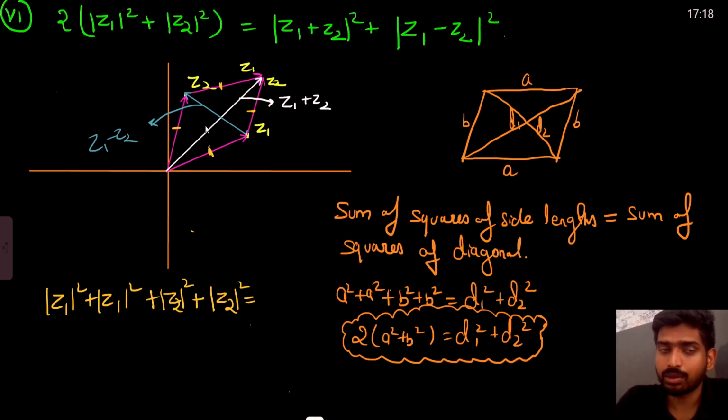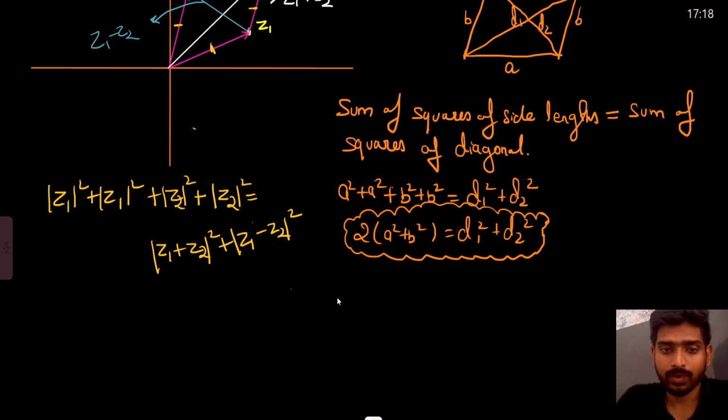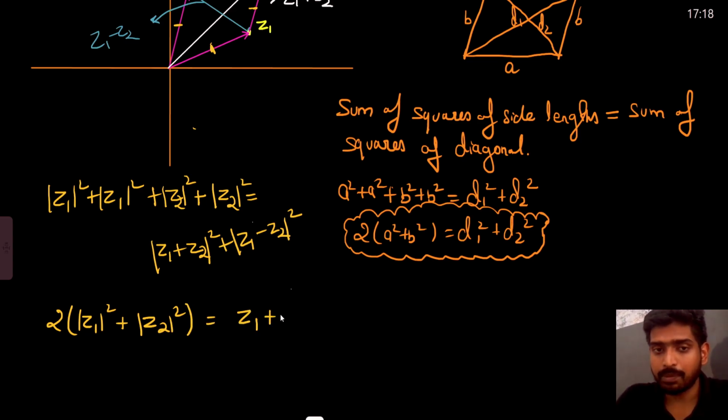is equal to, what are d1 and d2? The diagonals are z1 plus z2 and z1 minus z2. So modulus of z1 plus z2 square plus modulus of z1 minus z2 square. Got it? Now if we simplify this one, here we get 2 times modulus of z1 square plus modulus of z2 square is equal to modulus of z1 plus z2 whole square plus modulus of z1 minus z2 whole square.